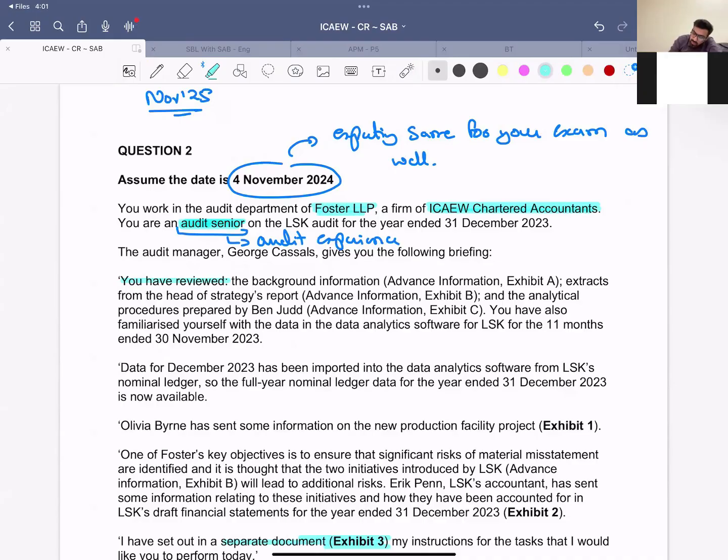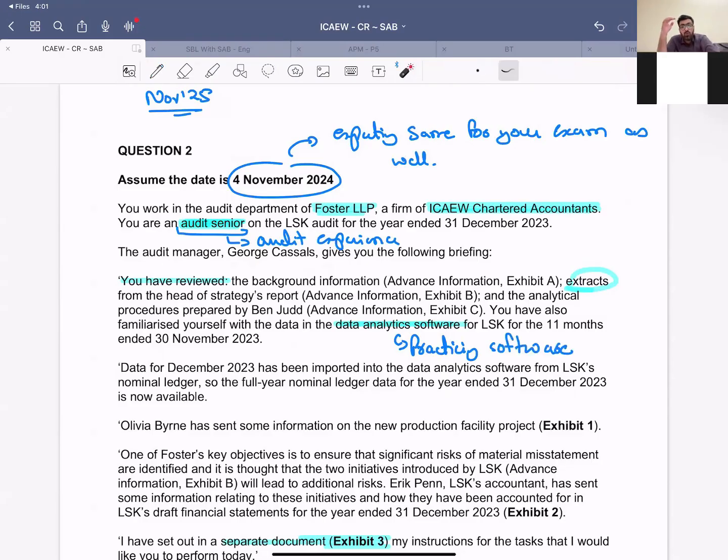The background information extracts from the head of strategies report and the analytical procedures prepared by Ben Judd. You have also familiarized yourself with the data in the data analytics software. Guys, this is the thing: practicing this software, I have made many classes on it.